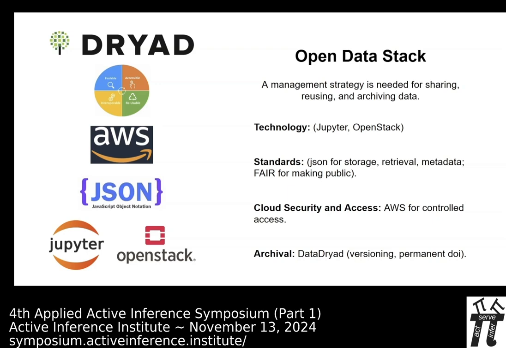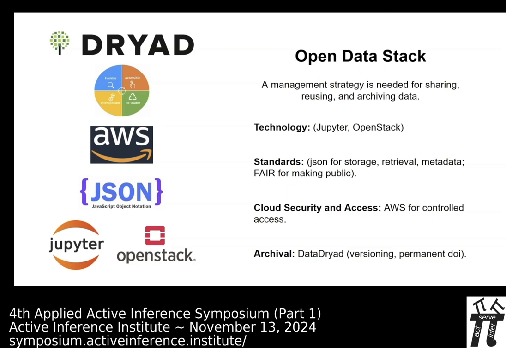So we need to have those 4 principles embedded in our workflow. And then we need to have a strategy for archiving data. And for that, we might use something like Dryad, which is a data repository. So we have this technology layer, a standards layer, a cloud and security access layer, and an archival layer. Put together, that's called a data stack.